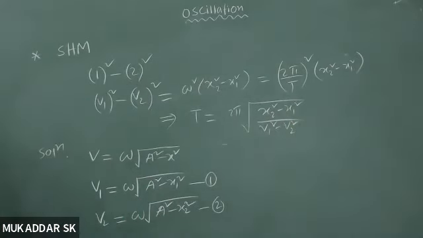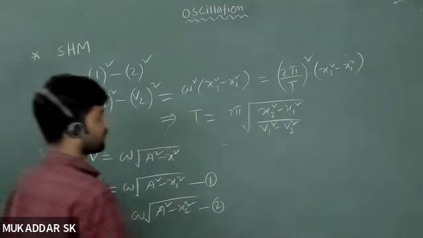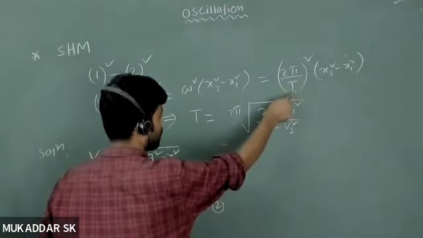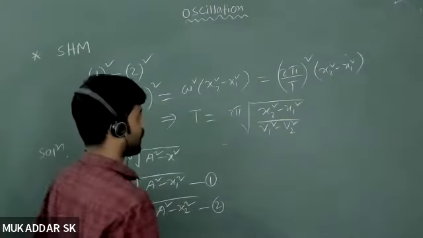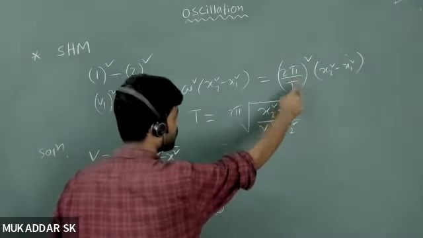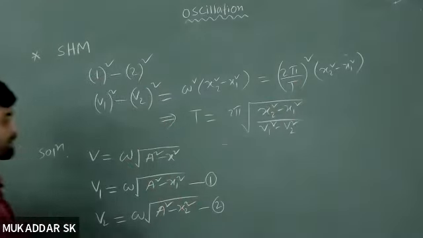Is this part clear? Just what I have done is nothing. I brought this time period on the left hand side and divided this part. And since this is T square, obviously you will get a square root, right?